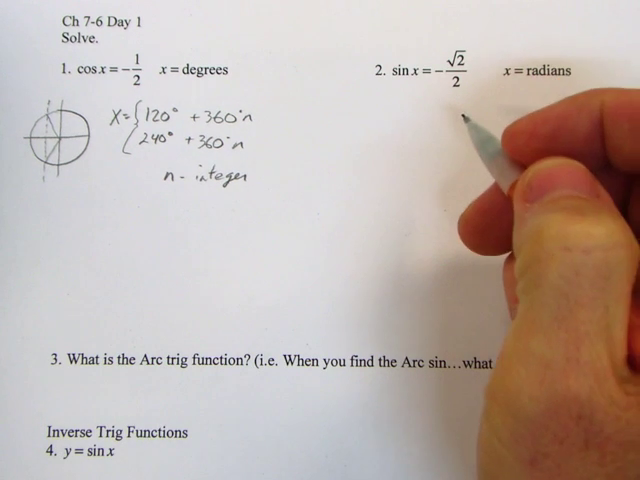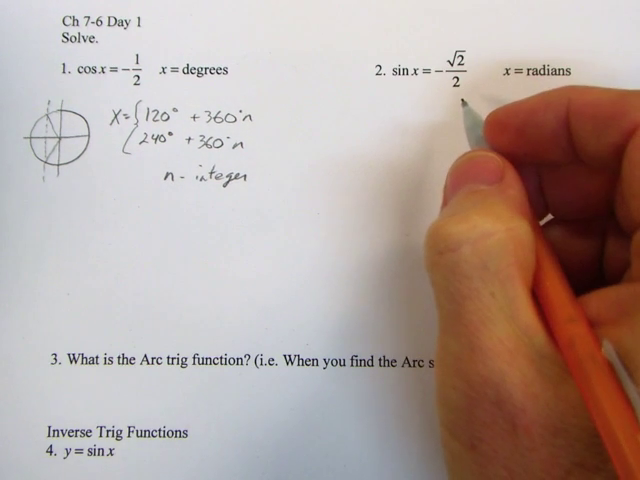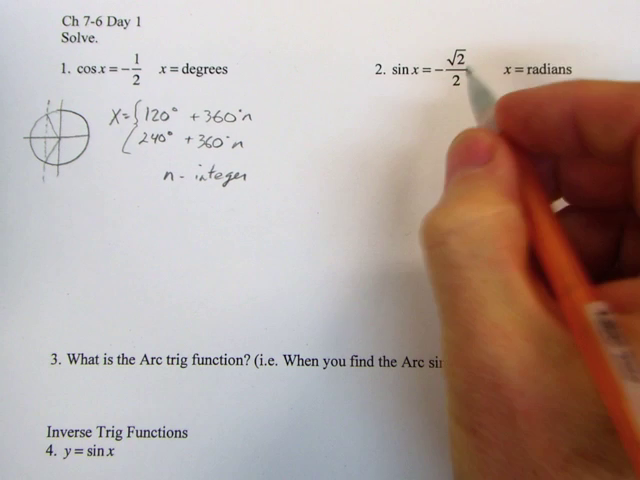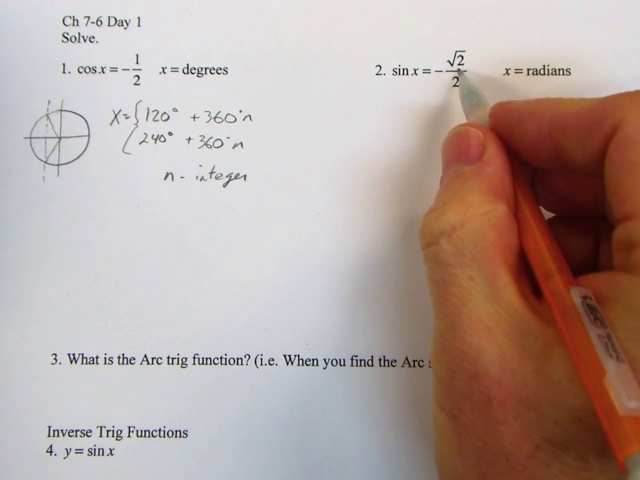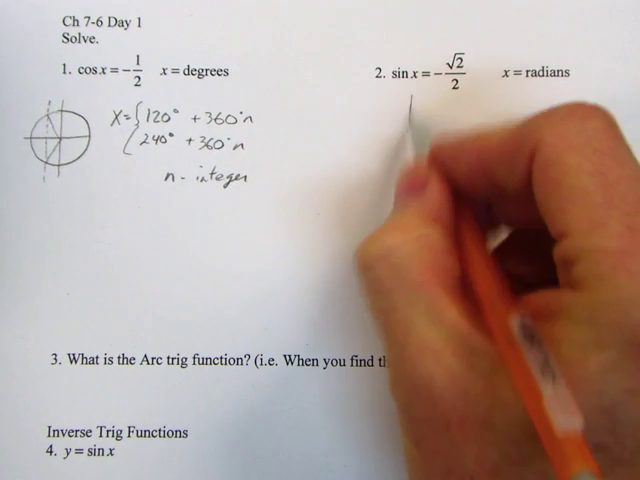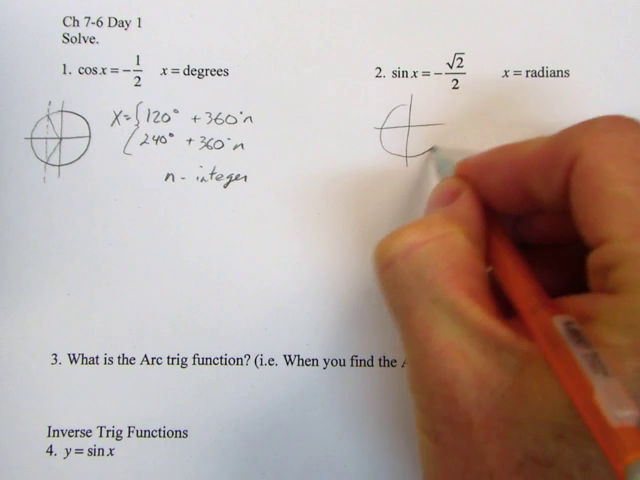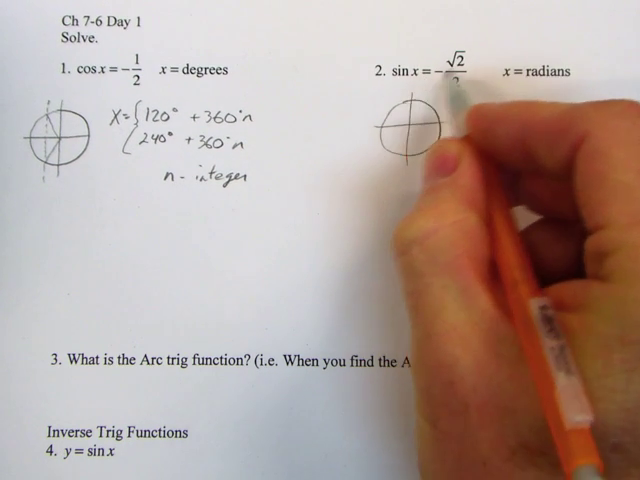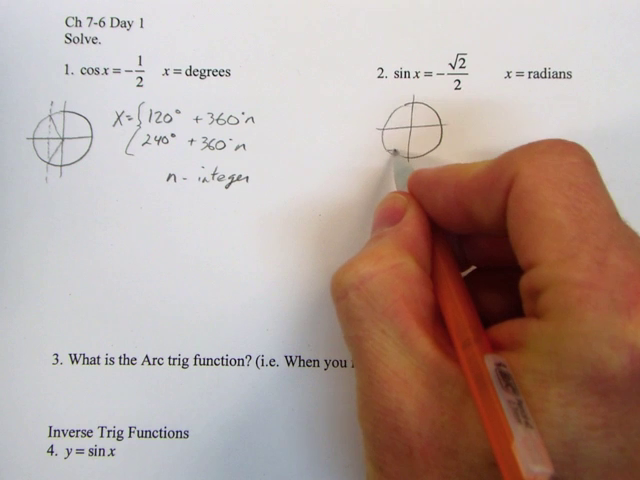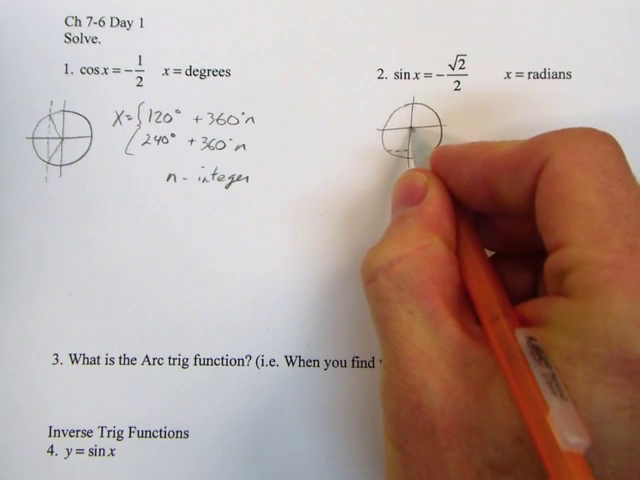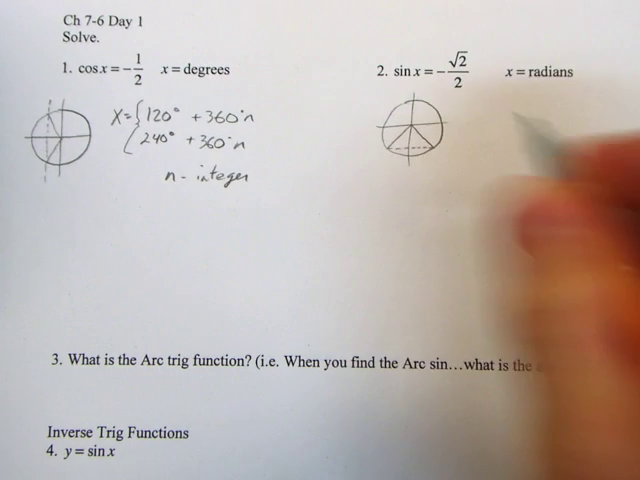Now let's take a look at the next one. We have sine x equals -√2/2. Remember, that's about -0.7. So we look at our unit circle. Sine is y. Y equals -0.7. That's going to put us somewhere around here. And we see we have two solutions there.